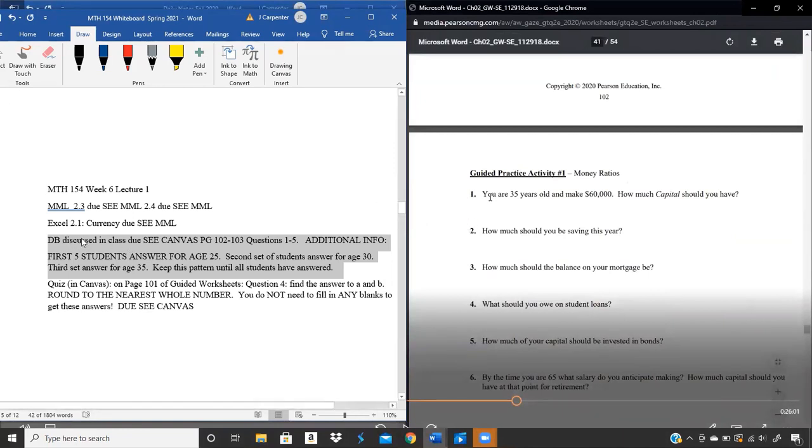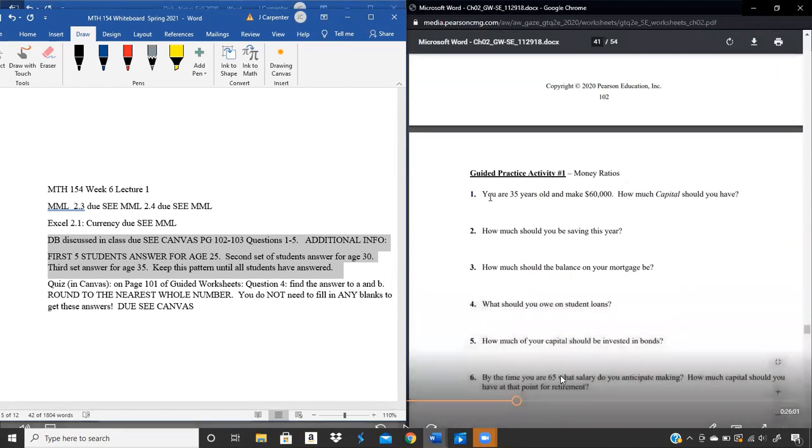So again, you can see the discussion board assignment here. 102 is where the chart was, 103 is where the questions are. You can see there is a 6th question, but this is really only just one specific age. And this is extremely open-ended. There is no accurate answer. So you could just answer number 6 on your own. Don't put it in the discussion board, but just think about that.